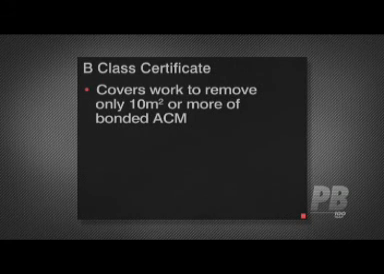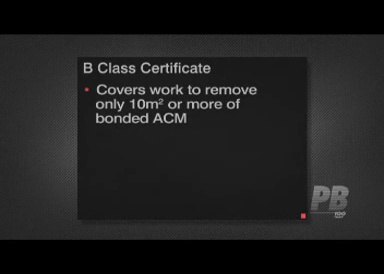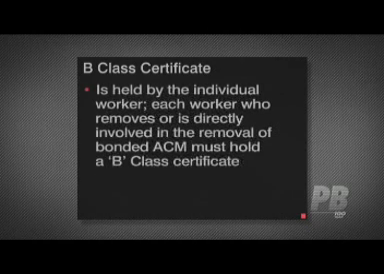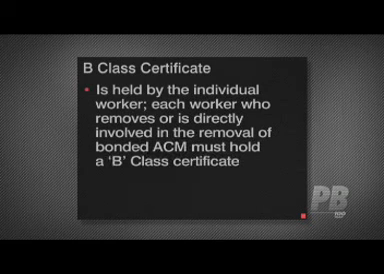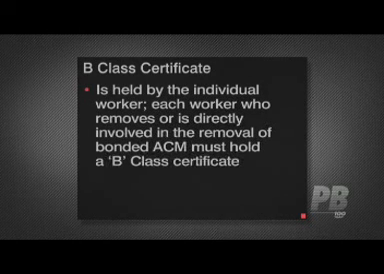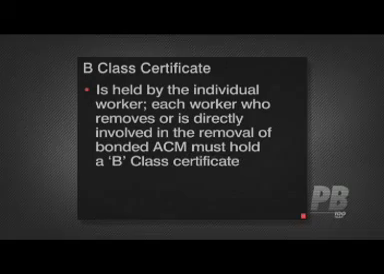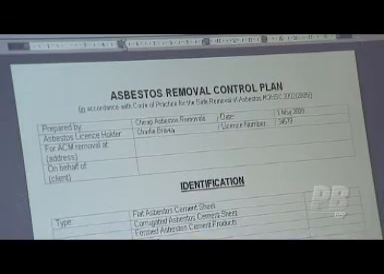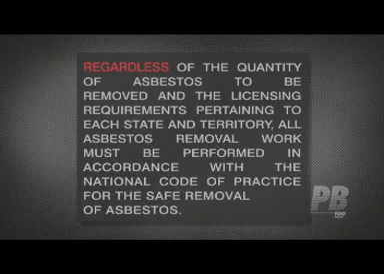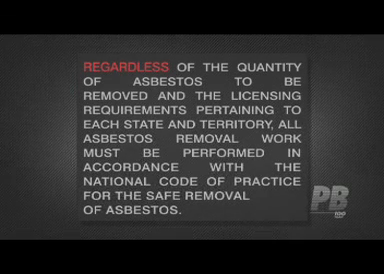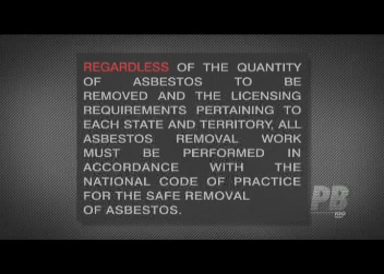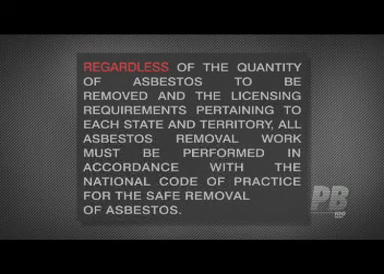B-class certificate covers work to remove only 10 square metres or more of bonded ACM, does not permit the holder to remove friable ACM, and is held by the individual worker. Each worker who removes or is directly involved in the removal of bonded ACM must hold a B-class certificate. An asbestos removal control plan is developed and agreed to before removal work starts. Regardless of the quantity of asbestos to be removed and the licensing requirements pertaining to each state and territory, all asbestos removal work must be performed in accordance with the National Code of Practice for the safe removal of asbestos.